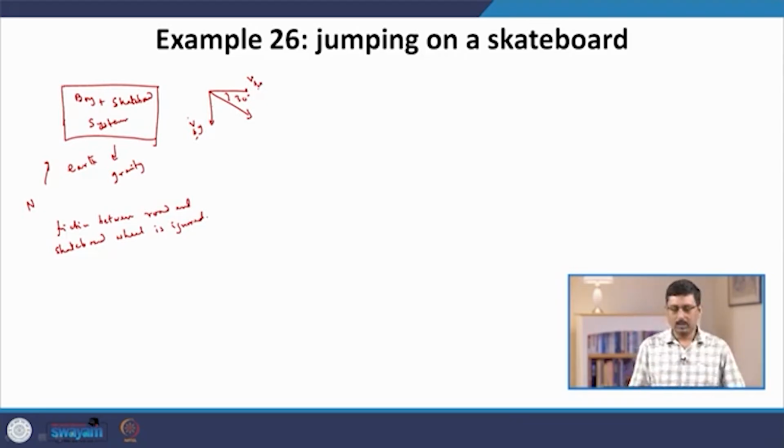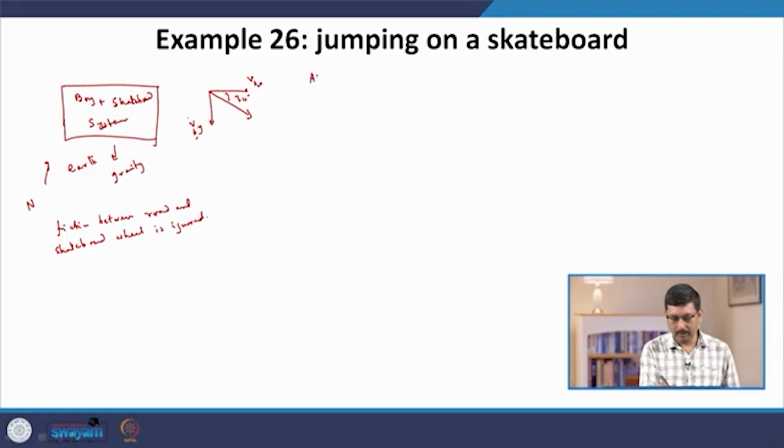So, this is the setup. Now, the point is that all these forces are kind of a priori not known. So, in this case, the useful way to analyze is by looking at the change in momentum of the system. So, let us write it down.